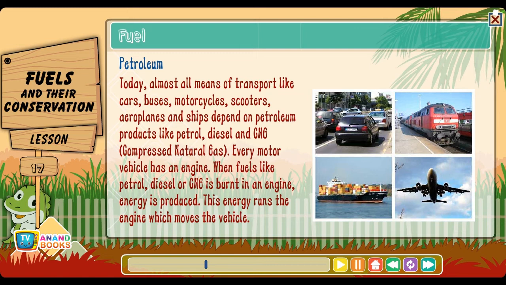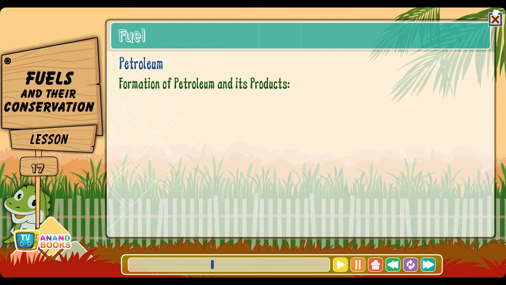Every motor vehicle has an engine. When fuels like petrol, diesel or CNG is burnt in an engine, energy is produced. This energy runs the engine, which moves the vehicle. Formation of petroleum and its products.